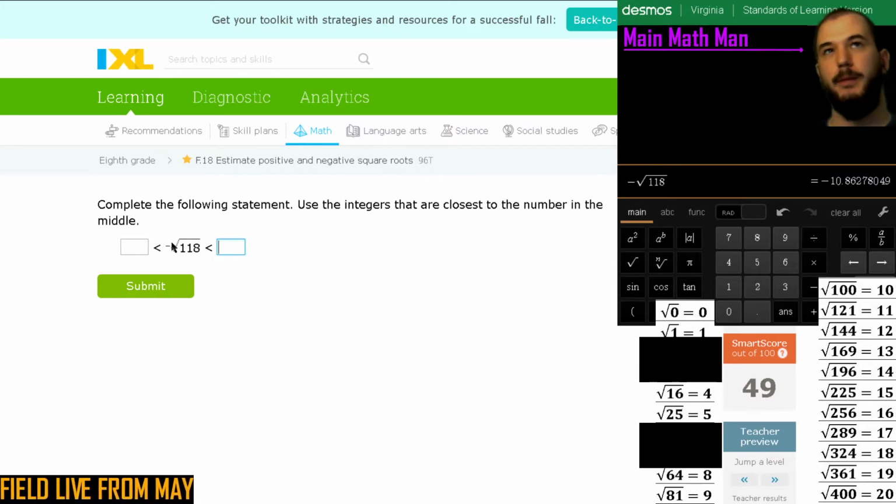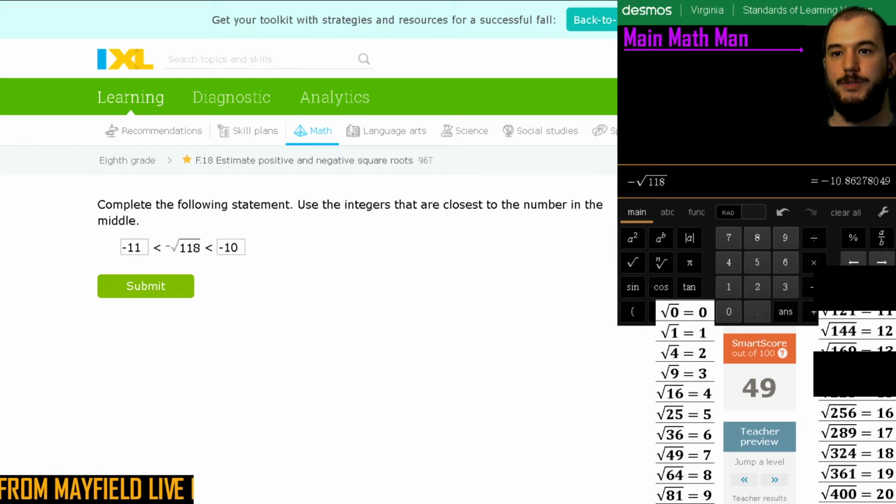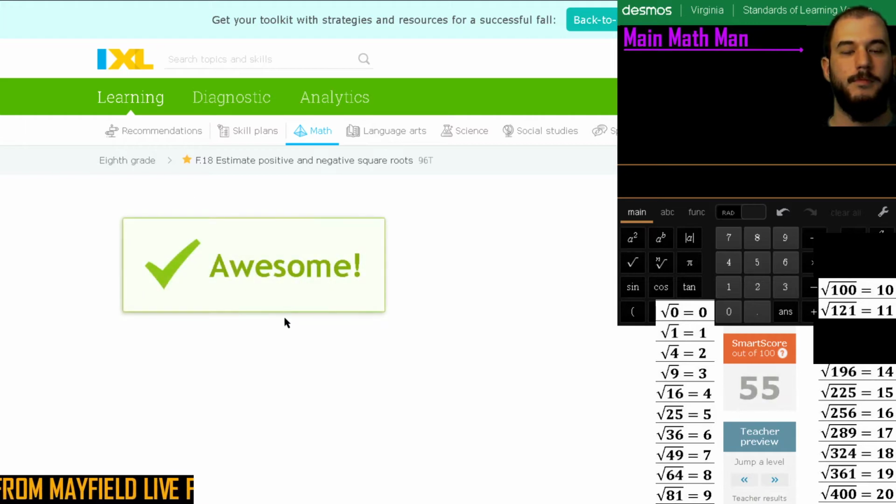So if you're thinking of a number line, which is further to the left, is negative 11 further to the left than negative 10? You better believe it. So it should be negative 11 and negative 10. And let's use that wonderful square root list for ourselves. I have 118 is going to be below 121, but it's above 100, and so I know I'm good. Awesome.